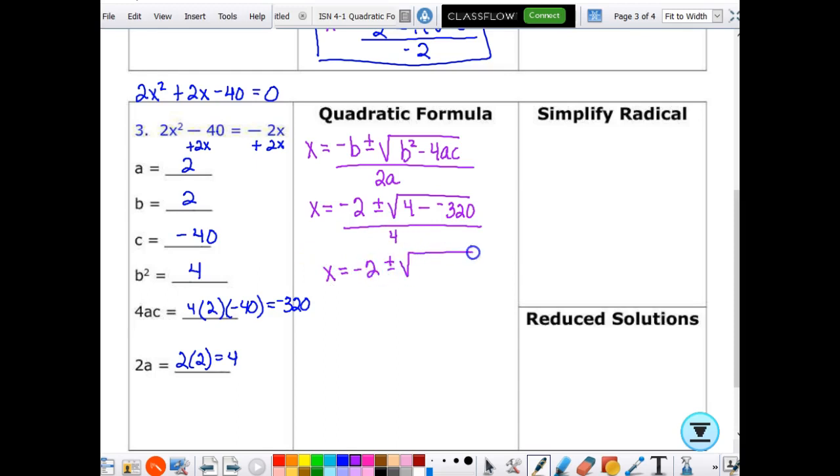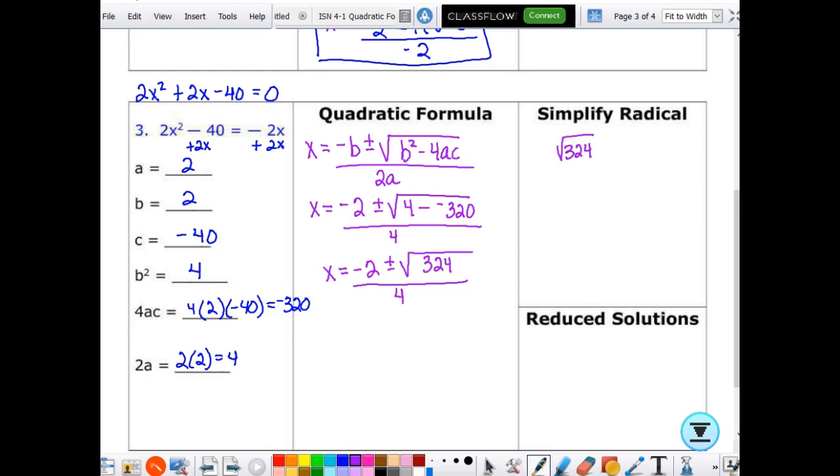So this time it looks like we have a positive 324. Hopefully I did that correct. Hopefully I didn't make a mistake somewhere. I'm double checking. 2, 2, negative 40. B squared. 4 times 2 times negative 40. Negative 320. I think I'm okay. Okay, 324. Let's see if we can figure out what the square root of 324 is.